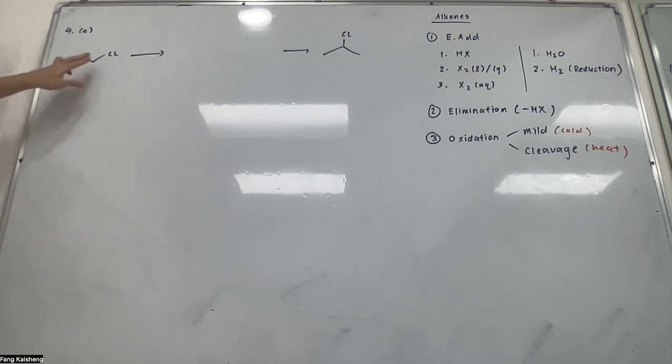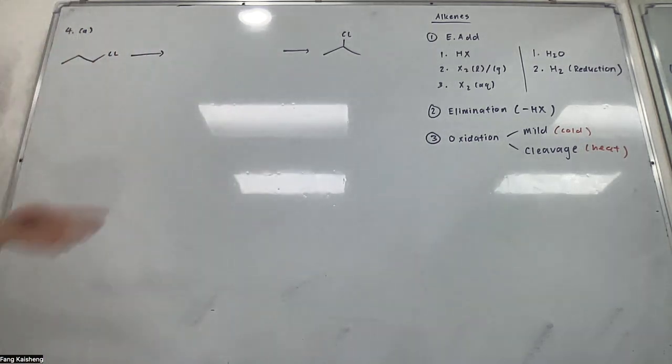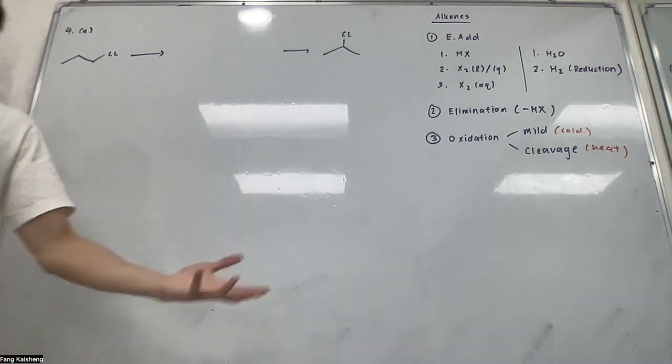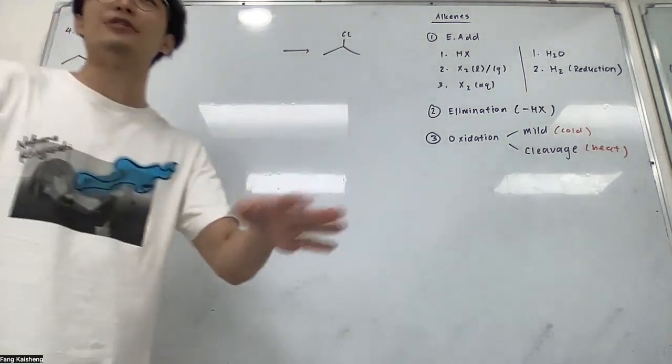But what can I do? Here, I want to change the position of Cl from the first to the second. Have I learned a reaction where you can just magically shift the thing? Not directly, that's why there are a few steps. Any suggestions? Addition is only if there's an alkene, but I don't even have an alkene to start off with.